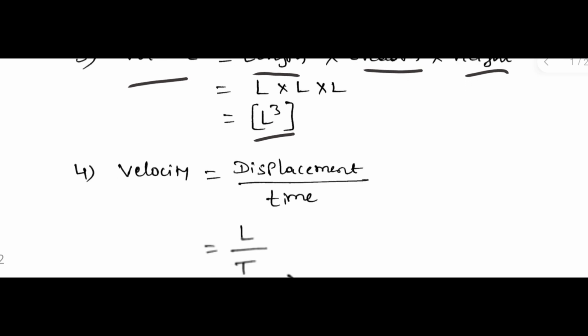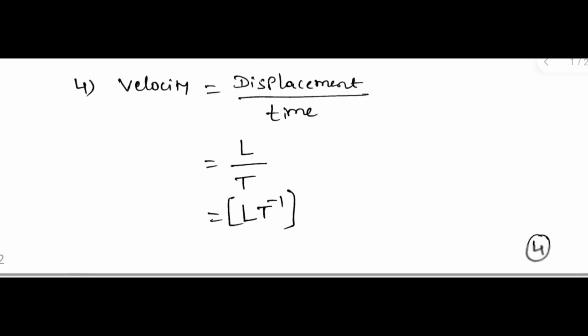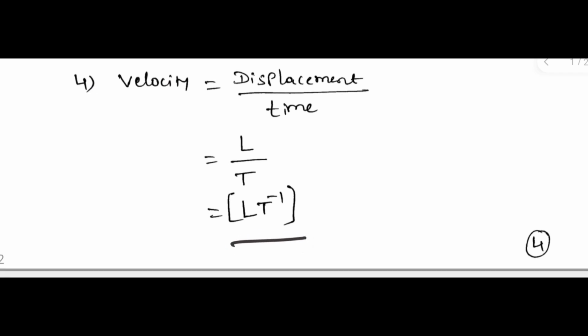Next one is velocity. We have the formula displacement by time. Displacement is length interval L divided by time. Interchanging the time from denominator to numerator, that becomes T to the power minus 1. Finally, L T to the power minus 1.